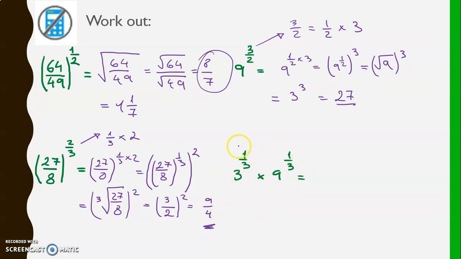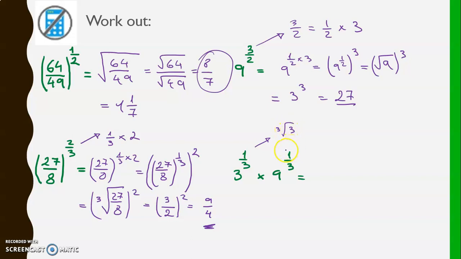Finally, we have 3 to the power of 1/3 times 9 to the power of 1/3. At first you might be tempted to say, well, 3 to the power of 1/3 is the cube root of 3, and then 9 to the power of 1/3 is the cube root of 9. But will that actually take us anywhere? It won't, because what is the cube root of 3? You will need a calculator for that.